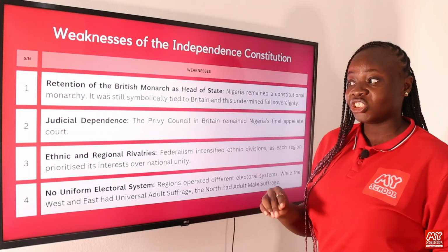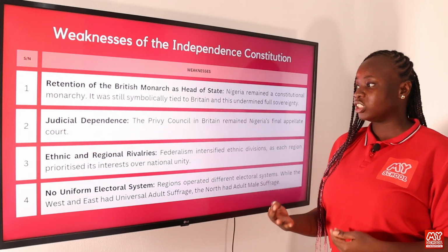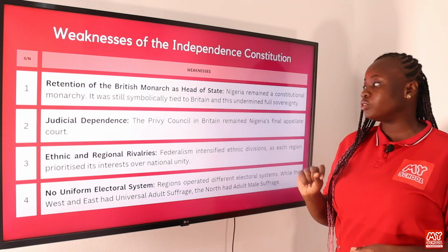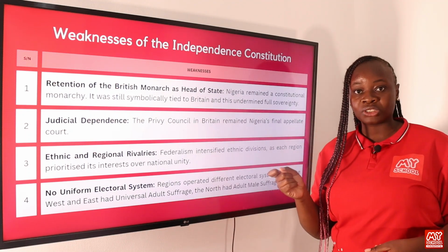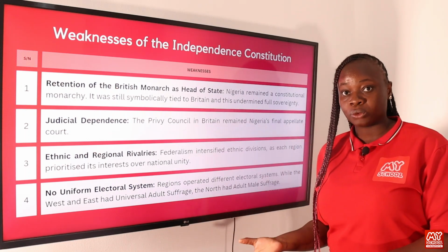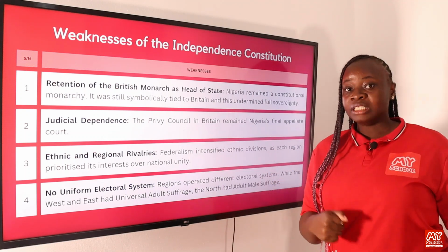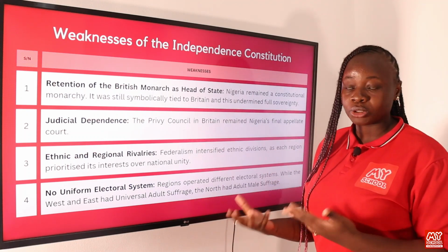Then there was also judicial dependence. Although we claim that there is a judiciary, a federal Supreme Court in the nation, the Privy Council in Britain remained Nigeria's final appellate court. That means there were certain issues that Nigeria was not allowed to adjudicate upon. They had to refer them to the Privy Council, in a nation outside of what they claim to be sovereign.